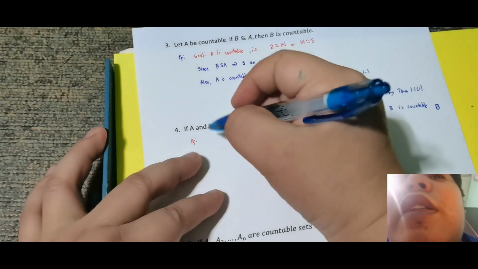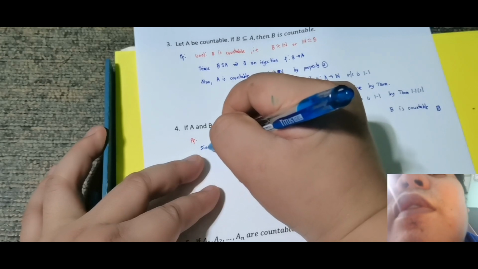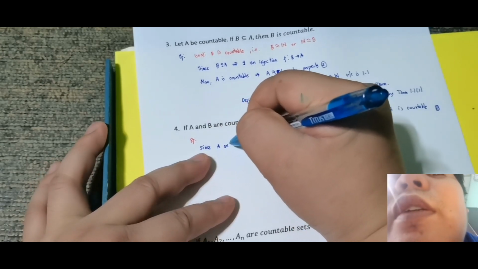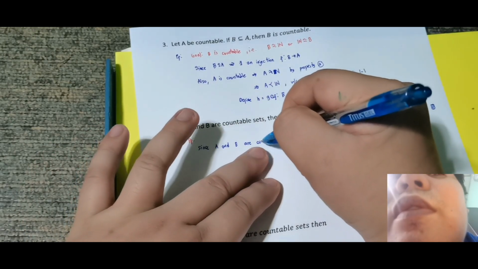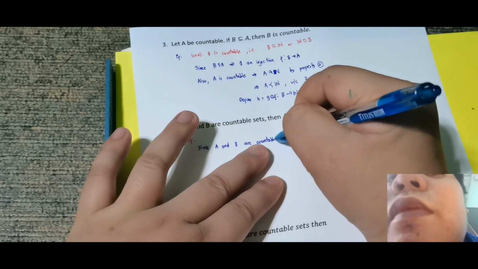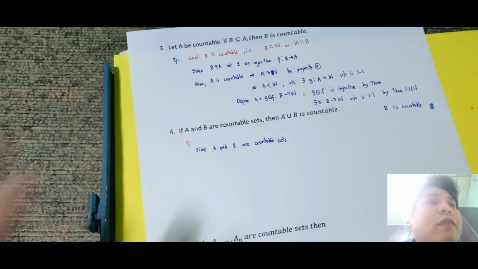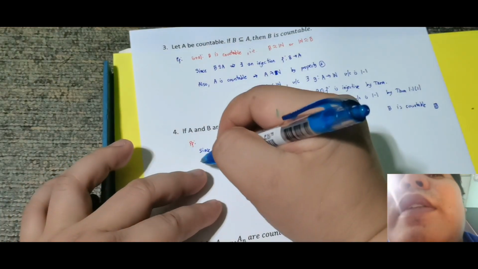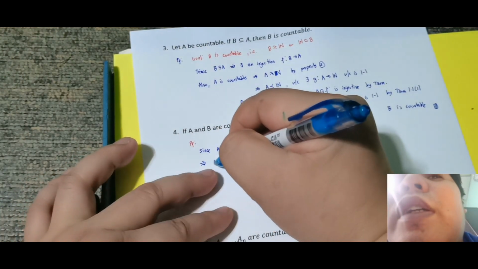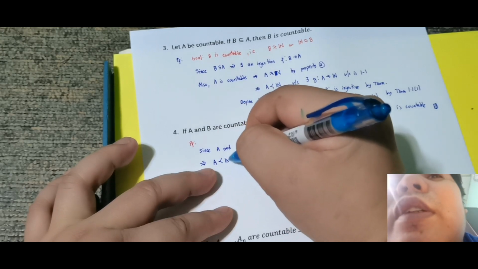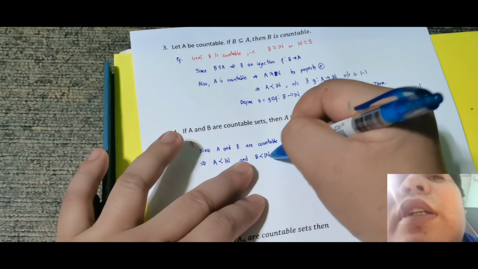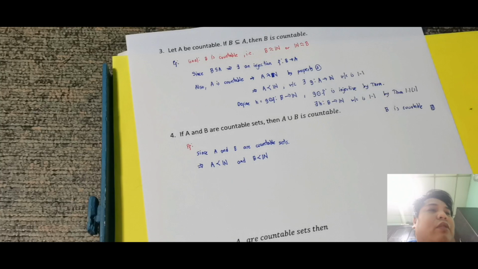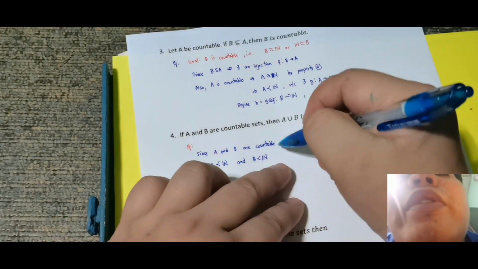So since A and B are countable sets, by property number 3 again, this implies A is strictly less than natural number and B is strictly less than natural number, or A is numerically equivalent to natural number and B is numerically equivalent to natural number, pwede rin. Pero dito nga, tinawag ko lang property number 3.